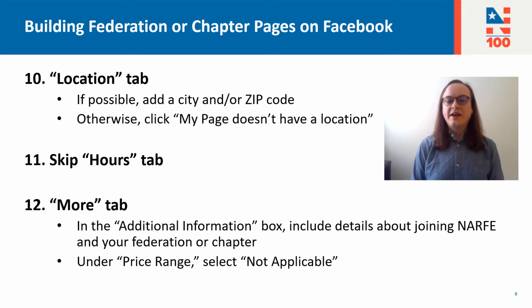Next, under the Location tab, if possible, add a city or a zip code. If not, click My Page Doesn't Have a Location. That information is included in your description. Next, you'll skip the Hours tab and move to the More tab. In the Additional Information box, include details about how to join NARF in your own chapter or federation. And then under Price Range, select Not Applicable.